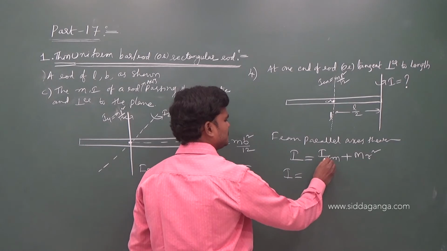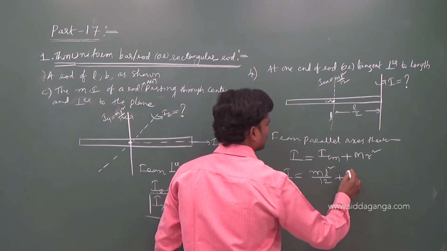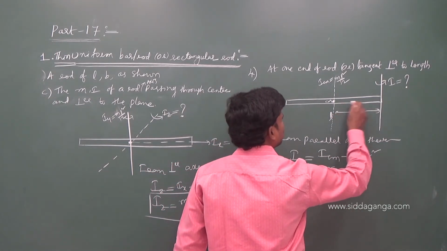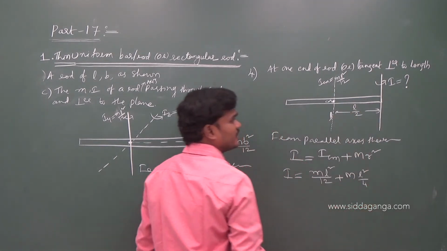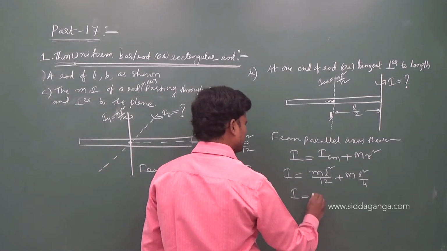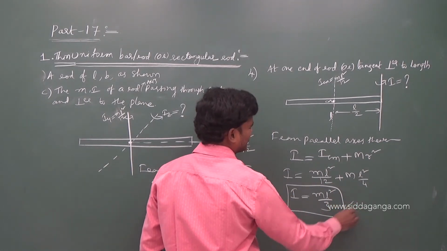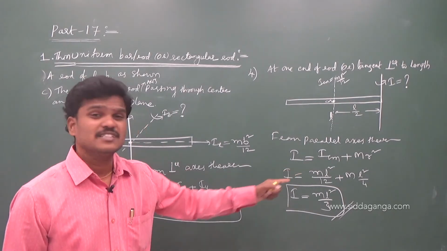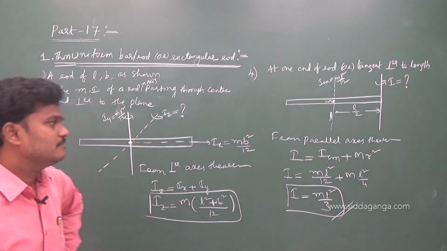So this ICM means what? ml square by 12. M, capital M or small m, that's not a problem. R, what is R? Perpendicular distance between the two axes is how much? L square by 4. Why L square by 4? L by 2 whole square. L square by 4. So just solve it. This is ml square by 3. Capital or small m, that's not a problem. Mass into L square by 3. So what is this? Moment of inertia of the rod at one end.